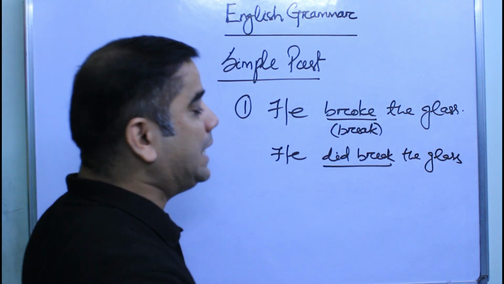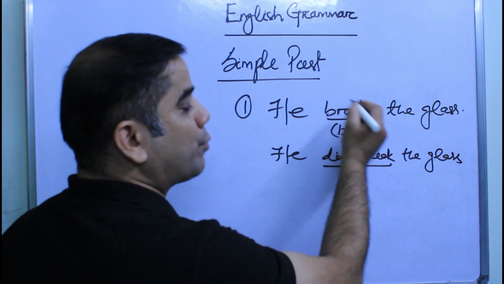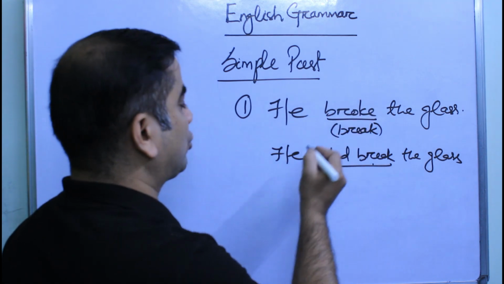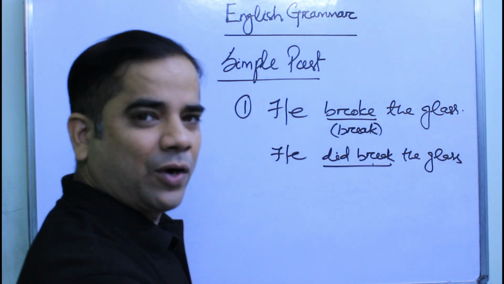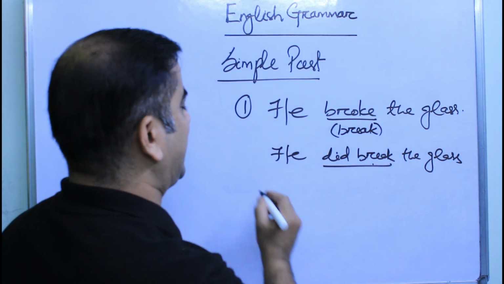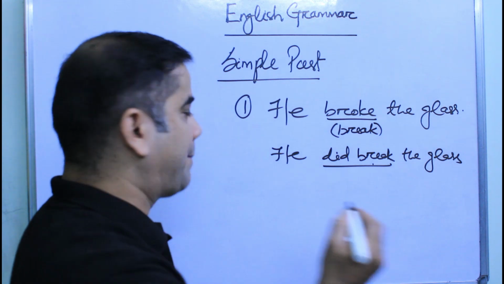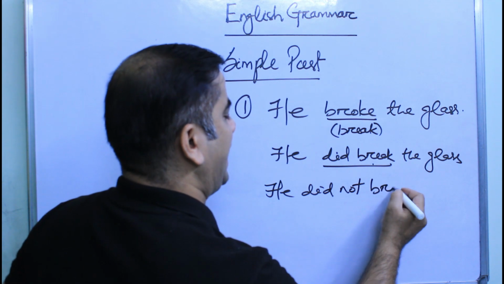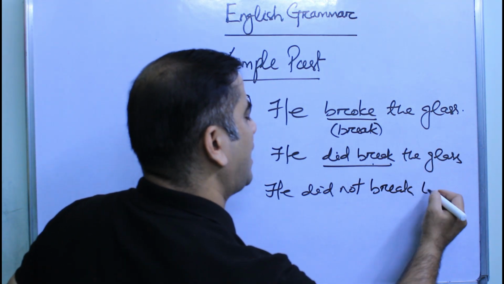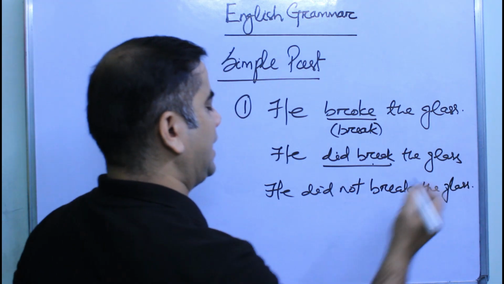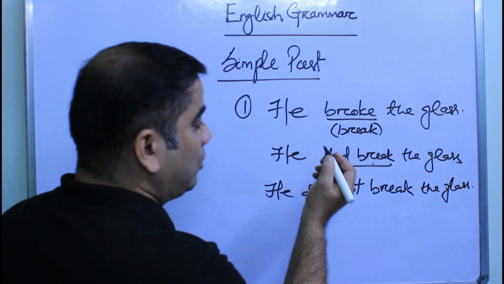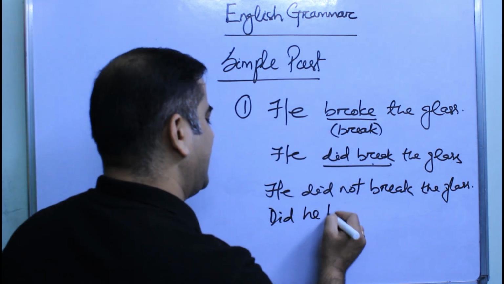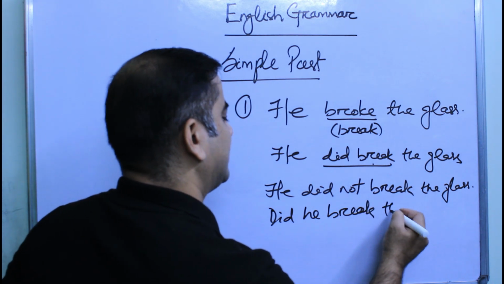So we don't write did break. Did break gives us broke, the V2 form. Break is the V1. When did is associated with it, it gives us V2. So he did break the glass. Okay. So when we form a negative sentence, we need to put not after the helping verb. So he did not break, not broke, did not break the glass. And in case of interrogative sentence, what do we do? We bring the helping verb at the front. So did he break the glass?